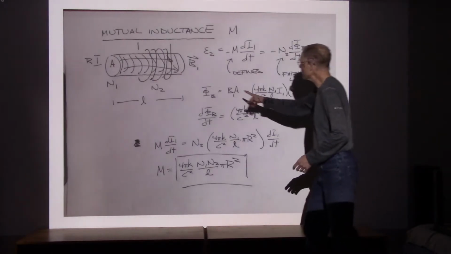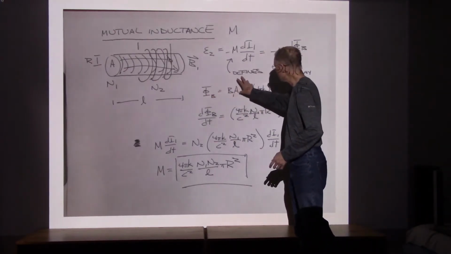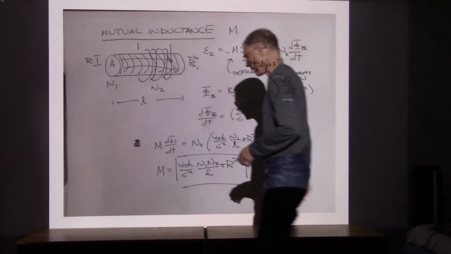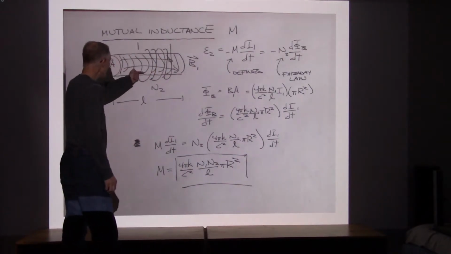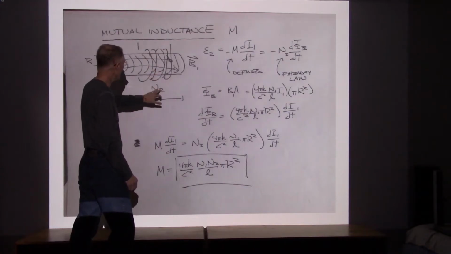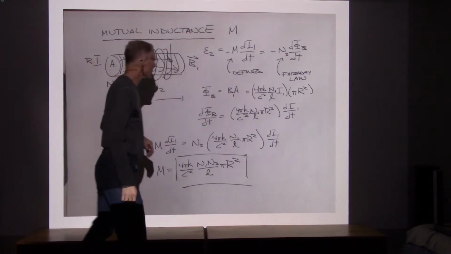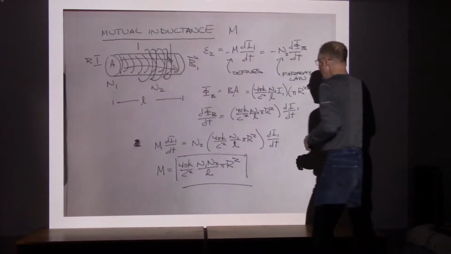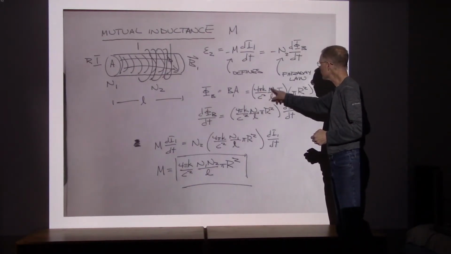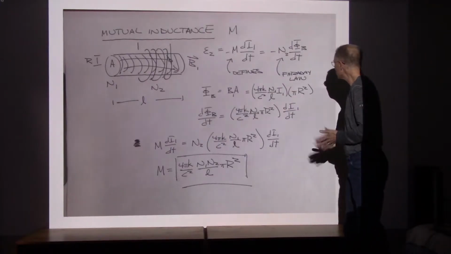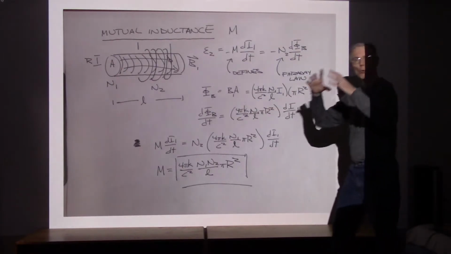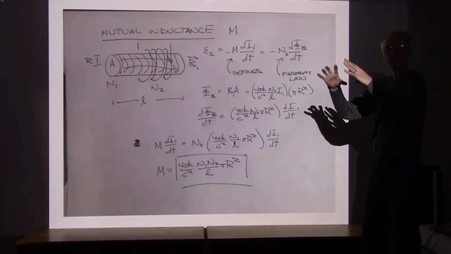Now, when we convert that into flux, we have to multiply by a cross-sectional area. So if I look at how much flux is passing through each of the loops, each of those N2 loops is going to have a flux passing through it, and the amount of that flux will be 4 pi k over c squared, n1 over L, I1, times pi r squared. So that's the area over which we're measuring the flux.